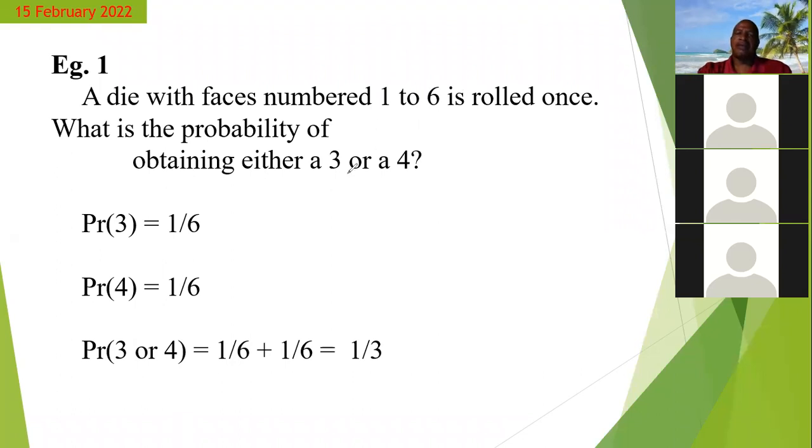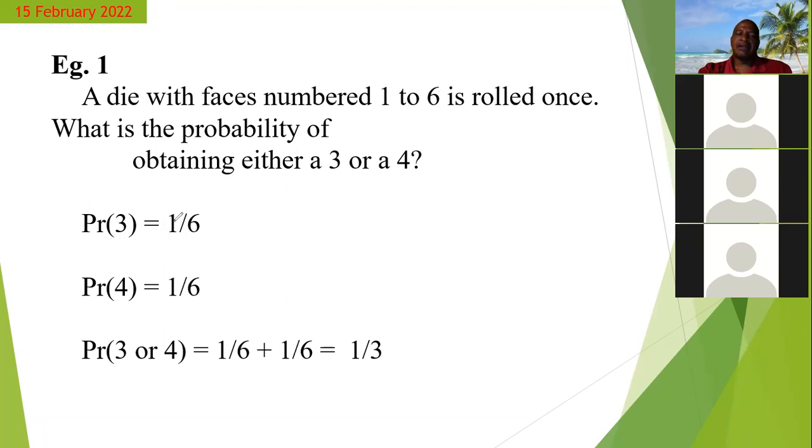So for the probability of 3 or 4, you have to find the probability of getting a 3, which is 1 out of 6. Then you find the probability of getting a 4, which is 1 out of 6 as well, because you only have one 3 on the die and one 4 on the die. So there's only one possible 3 you can get out of the 6 faces of the die, and one possible 4 out of the 6 faces.